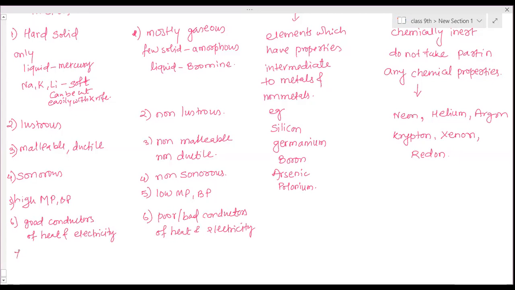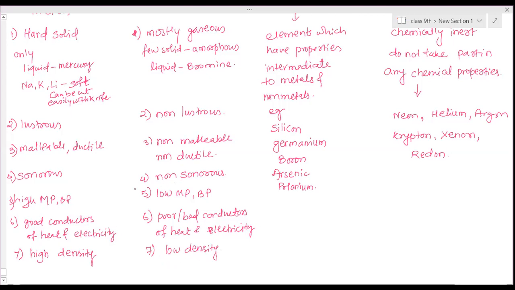Ma'am, there is an exception in the non-metals, right? Which is the good conductor? Graphite is a good conductor of electricity, and for heat it is diamond. For strength it is diamond. So we can write that.